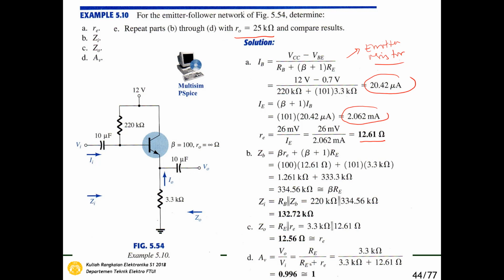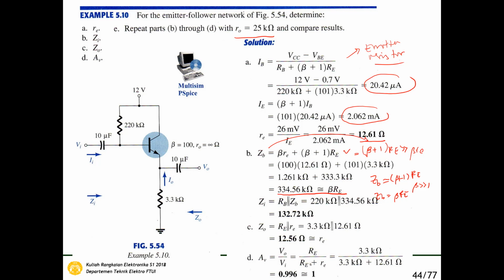And then the next one is ZI. For ZI, we have to calculate ZB first. ZB is beta re plus (beta plus 1) RE. Because (beta plus 1) RE is larger than beta re, we can use ZB equal to (beta plus 1) RE. And then, because beta is larger than 1, ZB becomes beta RE here. So we got that ZB is 334.656 kilo ohm.